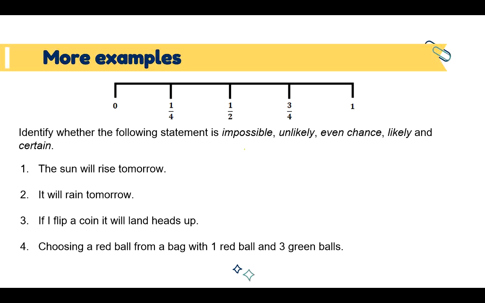Identify whether the following statement is impossible, unlikely, even chance, likely, and certain. So, meron tayong mga given na statement. The first one is the sun will rise tomorrow. So, kung titingnan natin siya generally, as Earth, as a whole, certain siya na mangyayari. Hindi man sa atin, or may specific na lugar sa Earth natin na hindi nadadaanan ng araw, may part pa rin ng Earth na the sun will rise. Kaya this is certain.